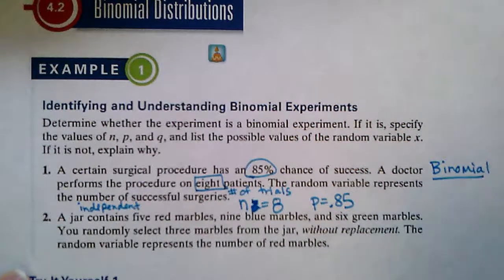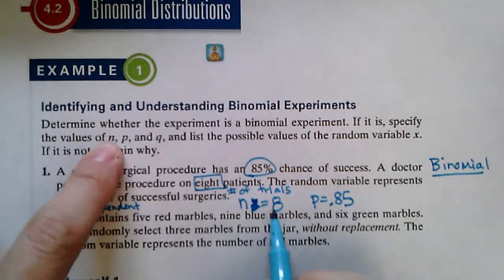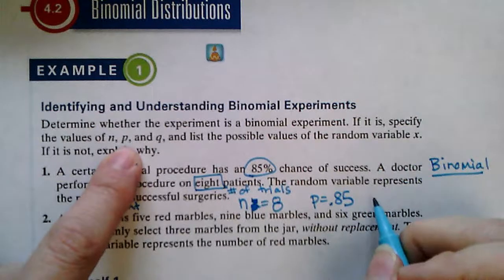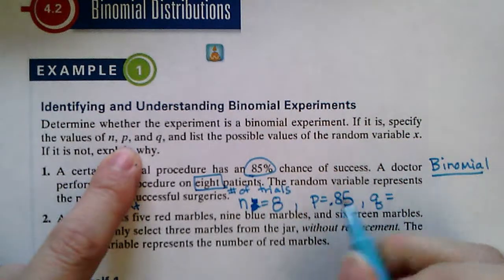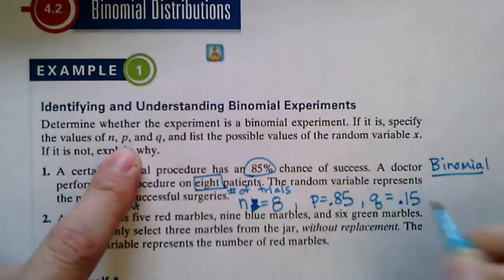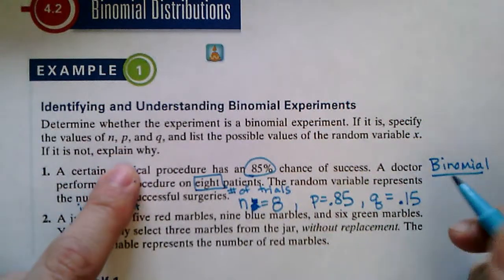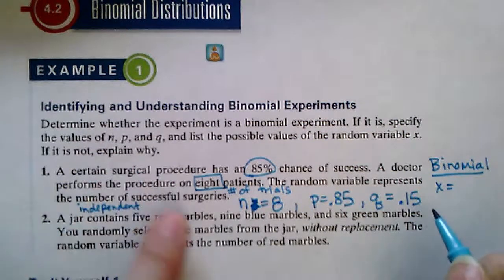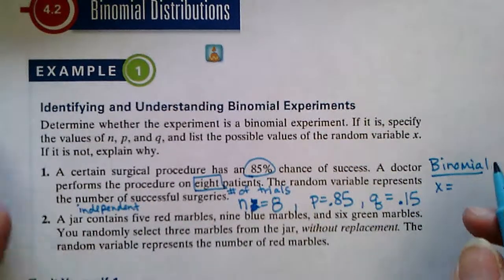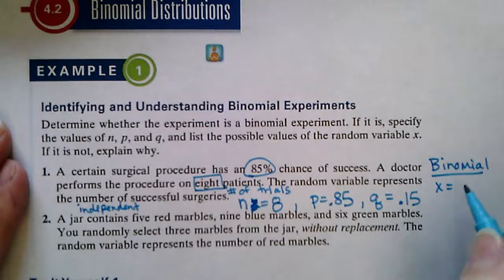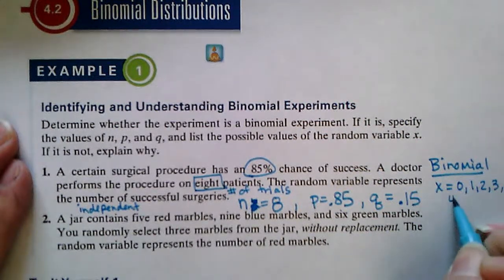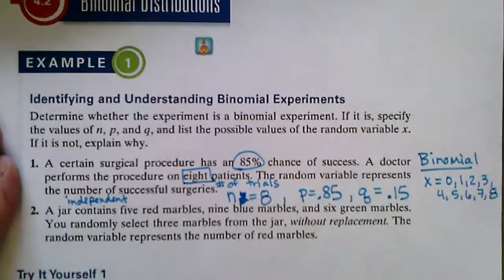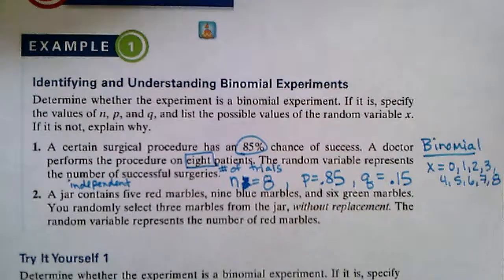And then we need to identify n, which we said was 8. P is 0.85. Q would be 1 minus 0.85, so Q would be 0.15. And the possible values of x, well, x is going to represent the number of successful surgeries. So out of 8 surgeries, x could be 0, 1, 2, 3, 4, 5, 6, 7, or 8. So we could have anywhere between 0 and 8 successful surgeries.